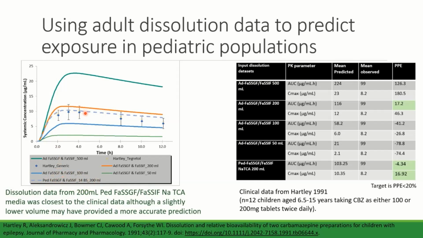So we can see the paediatric fluids are still the best predictors. If you're going to use adult volumes, then 200 millilitres is reasonable. This is 100, so perhaps somewhere nearer to 150 millilitres might be even better for the adult media. And again, we've just got the percentage prediction errors up there, and it does show that some of our media with the sodium taurocholate is better in this example compared to the adult.